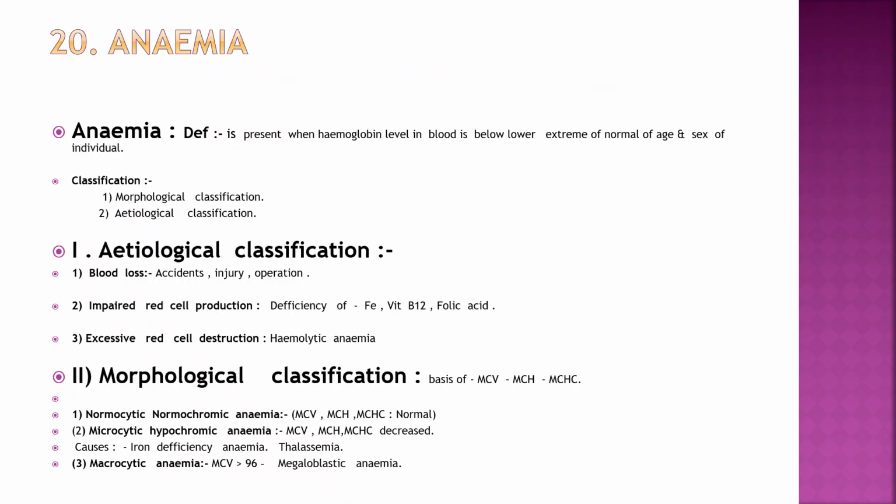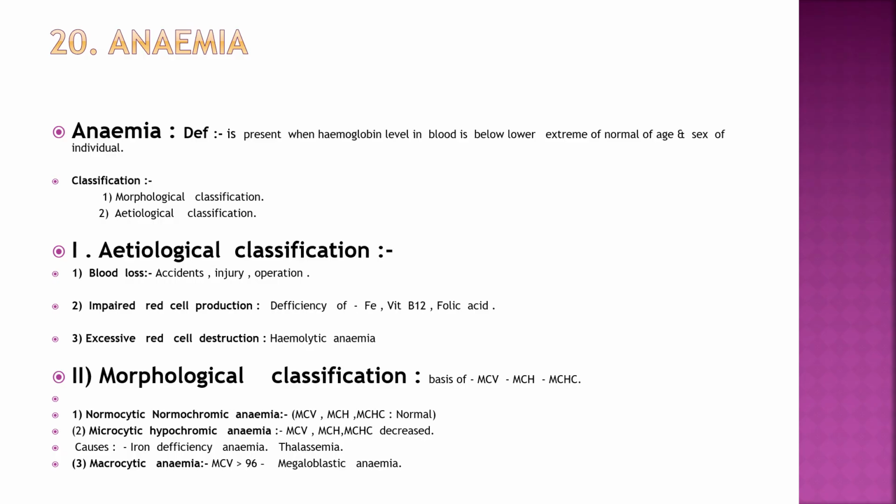Hello students, today we will see the topic anemia. So what is its definition? When the hemoglobin value is lower than the normal range, it is called anemia. In males it is less than 14.5 and in females less than 11.5 gram percent. Classification is of two types: etiological classification and morphological classification.